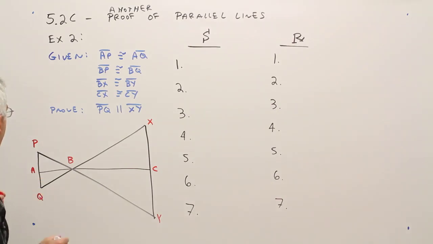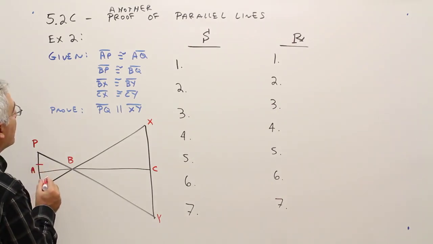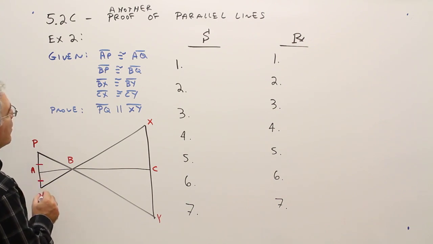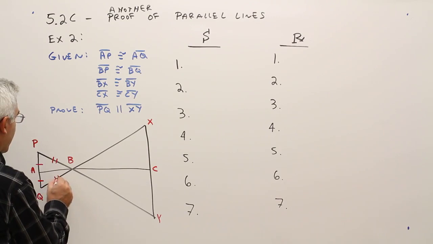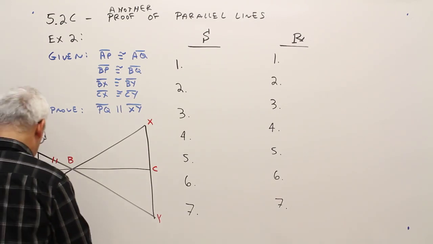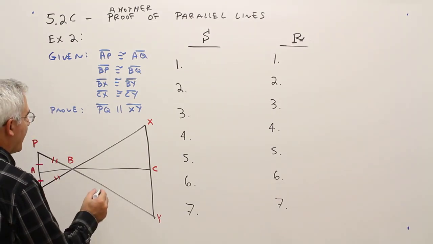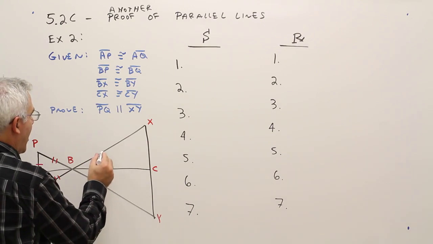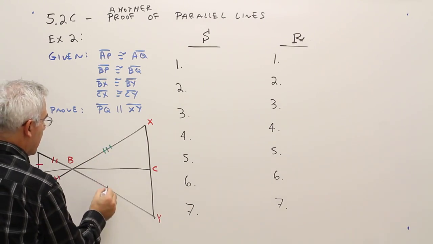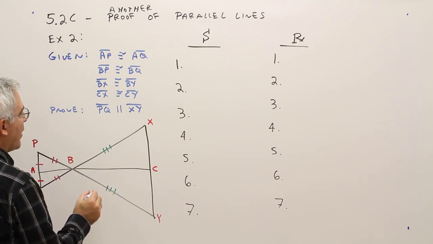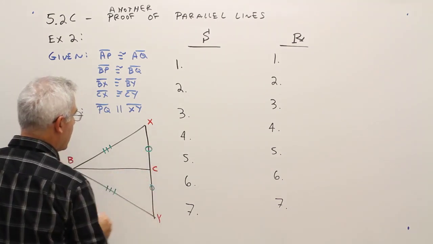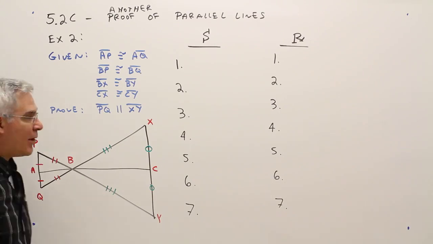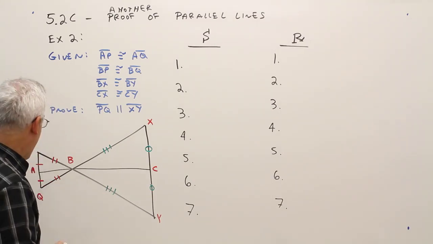Given that AP is congruent to AQ, and BP is congruent to BQ, and BX is congruent to BY, and CX is congruent to CY. Prove that PQ is parallel to XY.